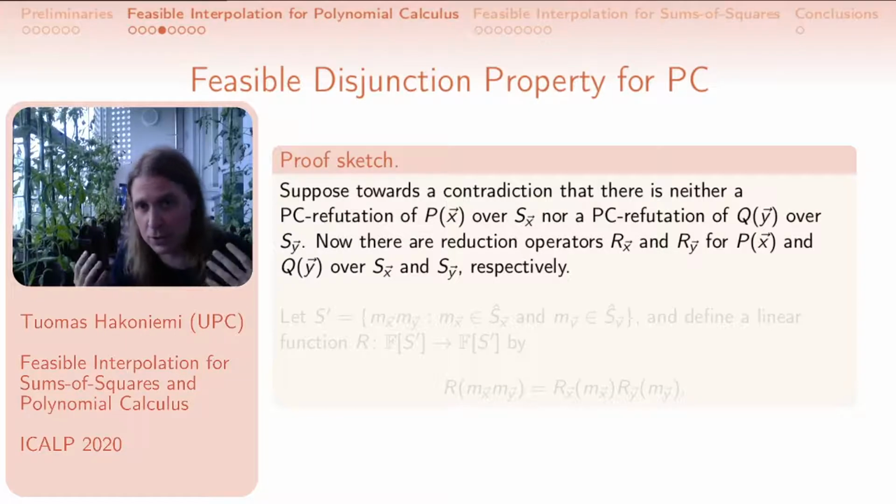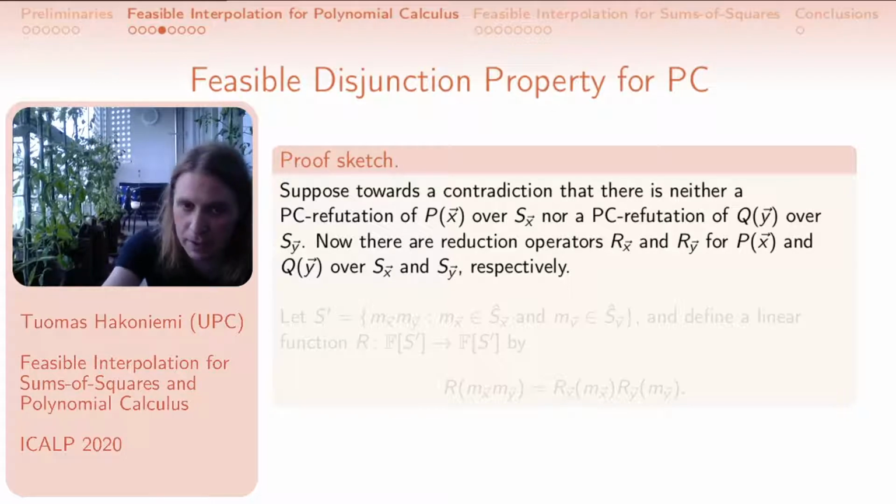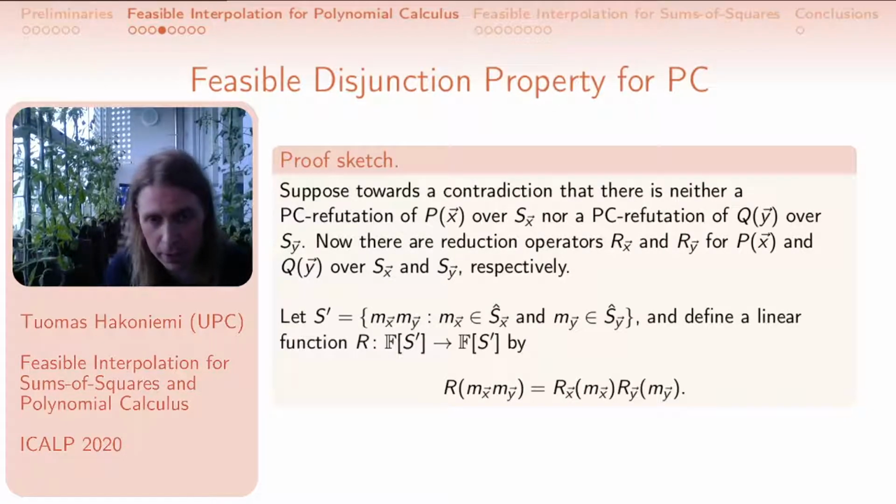Supposing towards a contradiction that neither refutation exists, we have these reduction operators for P and Q over Sx and Sy respectively. And using these two reduction operators, we can define a third one for a larger set of polynomials. Let S prime be the set of all products of an element of Sx hat and Sy hat, and do note that the original S is a subset of S prime. Define a linear function from all the polynomials over S prime as follows, using Rx and Ry as components here.